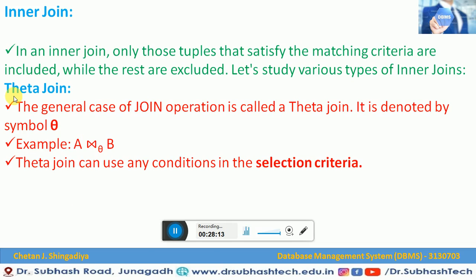The first one is theta join. The general case of join operation is called theta join, and it is denoted by this theta symbol. Notationally we can write relation A theta join relation B. The theta join can use any condition in the selection criteria. So this is a simple definition of theta join as a form of inner join.